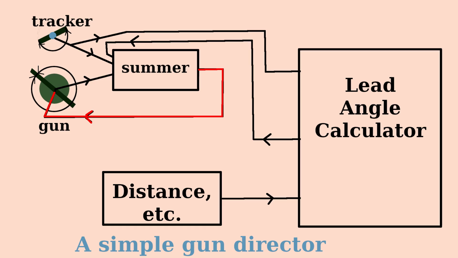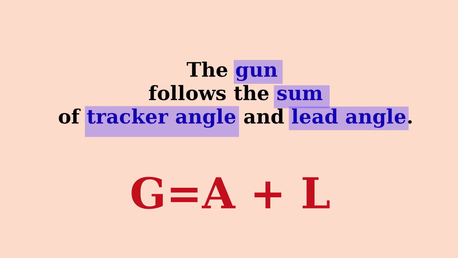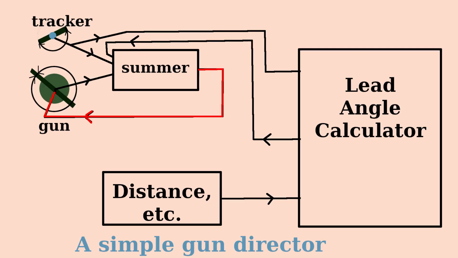Here is the idea in simplest terms. An optical or radar tracker outputs the angle of the target. A circuit calculates the needed lead angle, which is summed with the tracker angle. The gun follows the sum of tracker angle and lead angle. An automatic control summer amp is used to drive the gun. The summer has 3 inputs, 2 positive and 1 negative. It has positive inputs from the tracker and lead angle calculator and negative input from the gun.